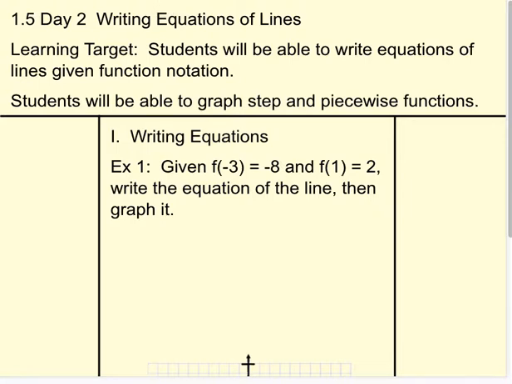Remember, with function notation, this piece is your input or your x value, and what you're getting out is your output or your y value. So we have 2 points, (-3, -8), and an x coordinate of 1, y coordinate or output of 2.